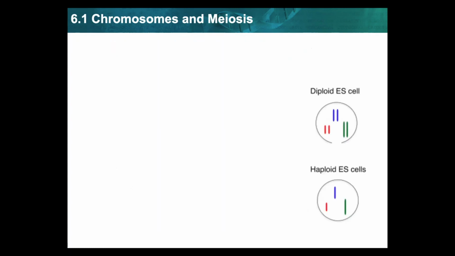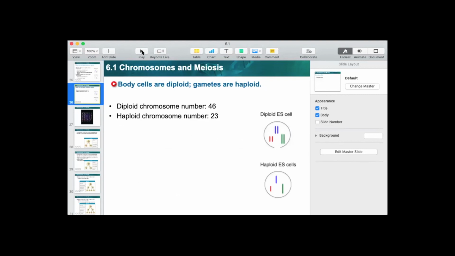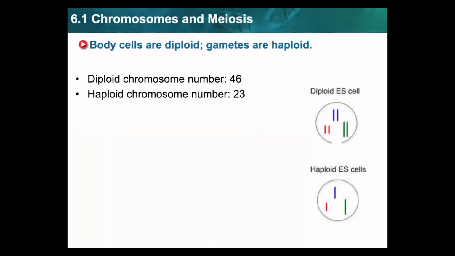Diploid number is 46. That's how many total chromosomes you have in a body cell. Haploid number is 23. Haploid is always half the diploid number. So a haploid number is how many chromosomes you have in a haploid cell. Egg and sperm cells have 23 chromosomes. Body cells have 46 chromosomes.